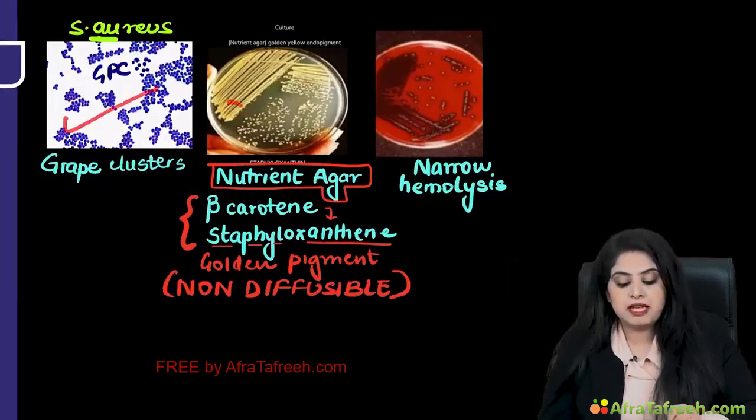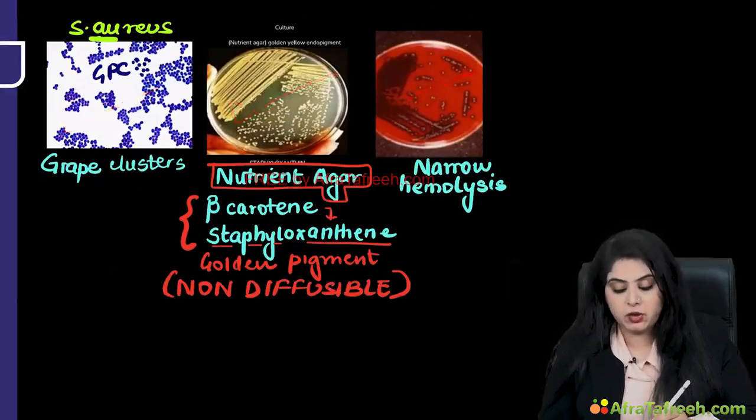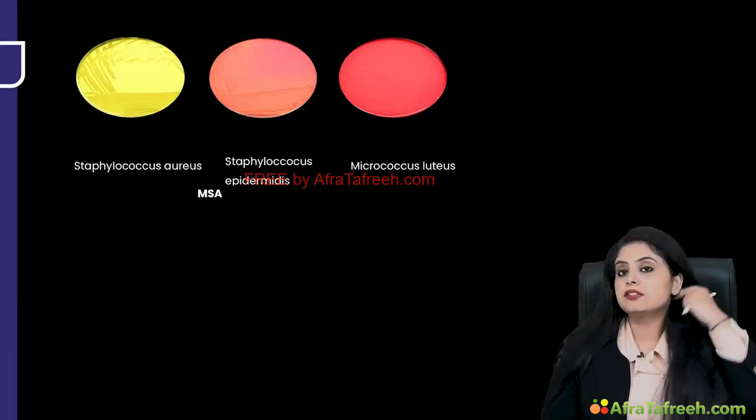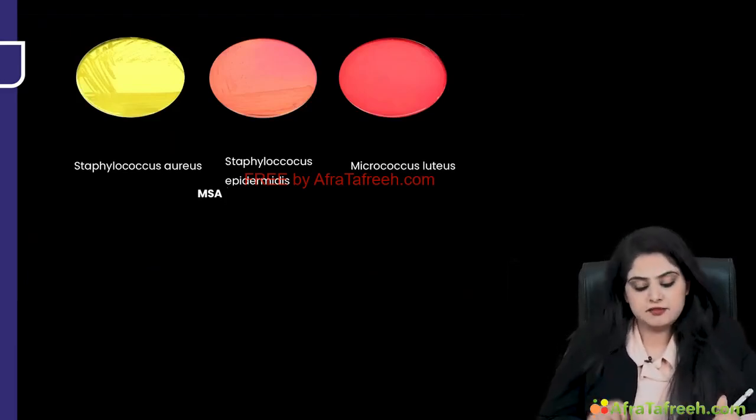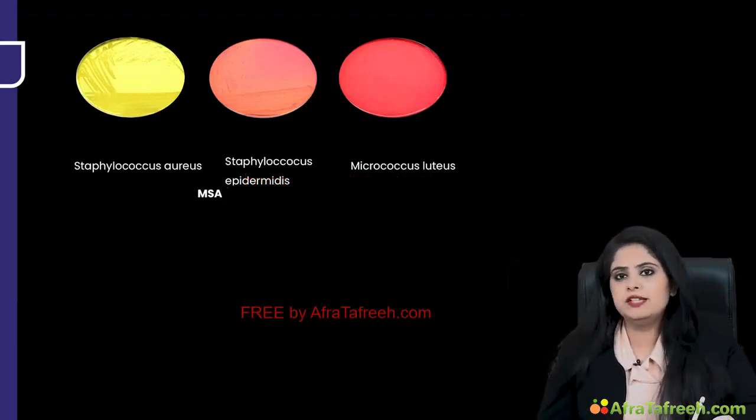Remember: grape-like, nutrient agar, golden color, blood agar, narrow hemolysis. Finally, what is the selective media? That is going to be mannitol. What did I say? Selective media. So you want to say only selective media?